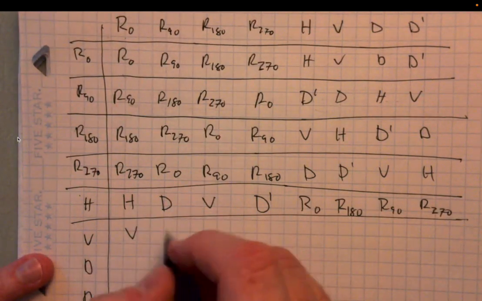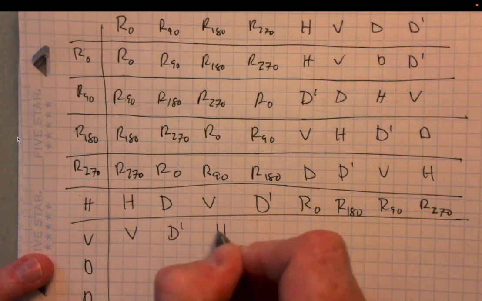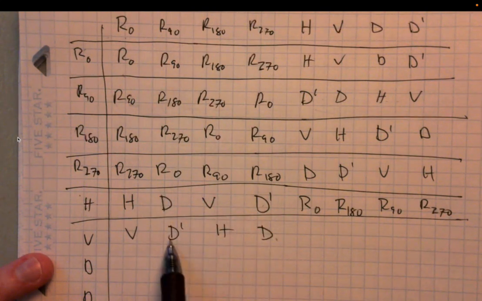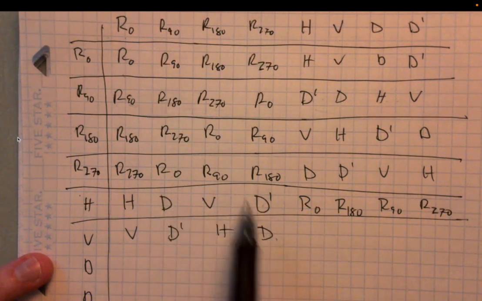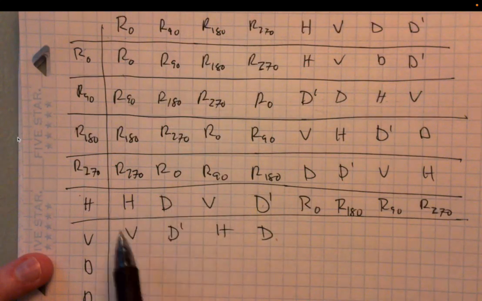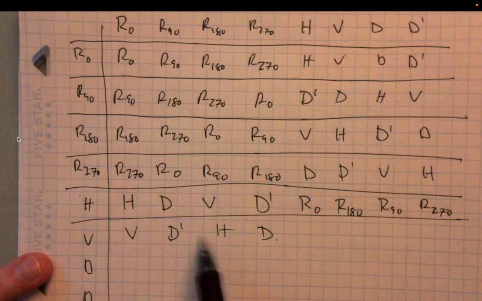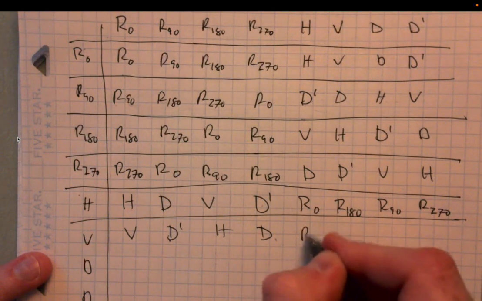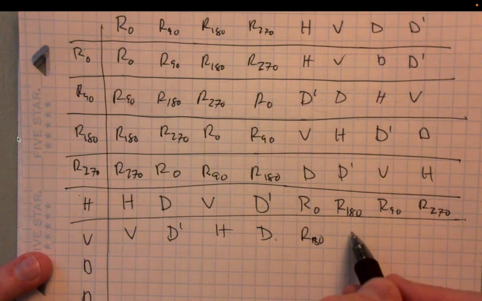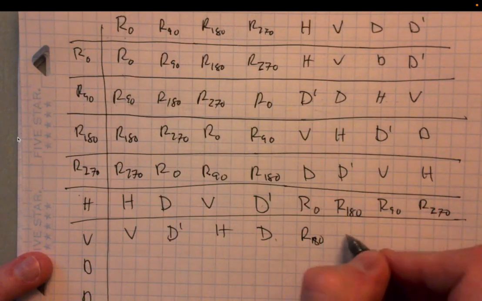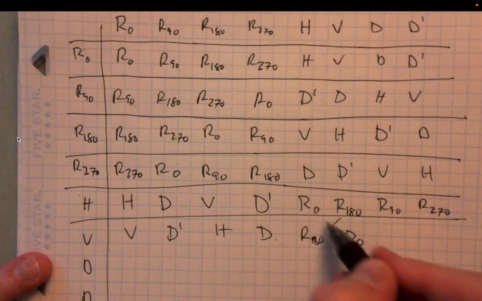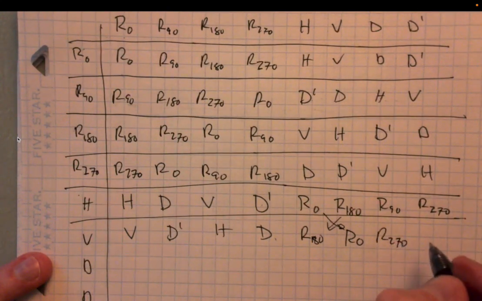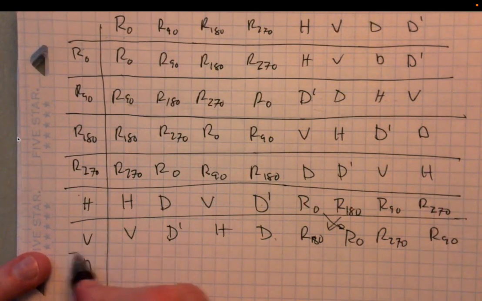So I've got a V, D prime, H, D. Okay, so the D's are changing. So the D went here, the D prime went there, the D and the D prime replace one another here, and then the H's and the V's swap positions as well. Very interesting. And then over here, everything is actually cycling. The R180 comes over one. The R90 moves over. Sorry, I'm mistaken. These are swapping. And then you've got the R270 and the R90. Perfect, right? That makes sense.